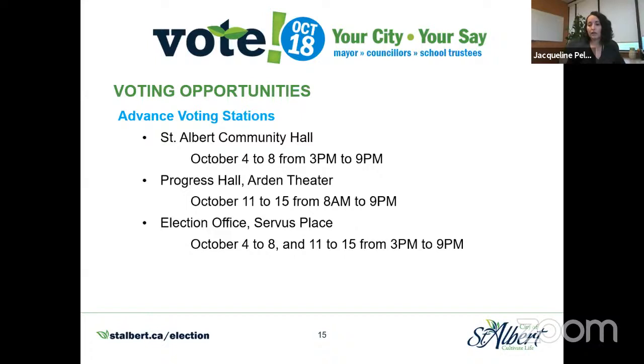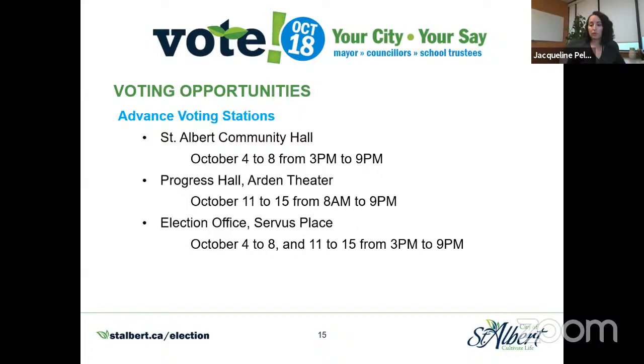station located at St. Albert Community Hall will be open from 3 p.m. to 9 p.m. daily. On that same week, the election office and service place will also be open from 3 p.m. to 9 p.m. daily for the advanced vote.